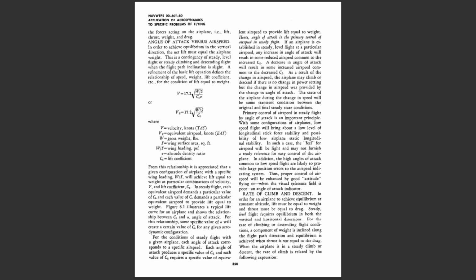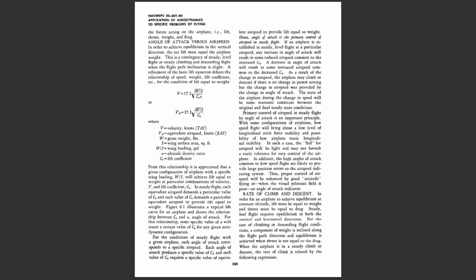Rate of climb and descent. In order for an airplane to achieve equilibrium at constant altitude, lift must be equal to weight and thrust must be equal to drag. Steady, level flight requires equilibrium in both the vertical and horizontal directions. For the case of climbing or descending flight conditions, a component of weight is inclined along the flight path direction, and equilibrium is achieved when thrust is not equal to the drag.